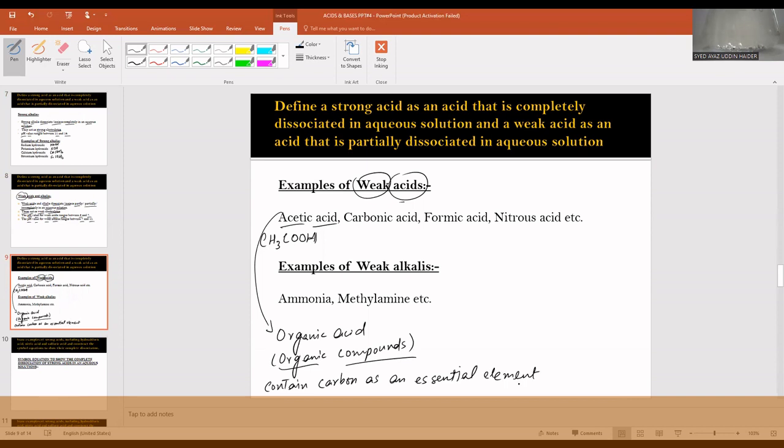Now, this acid is very familiar to you, carbonic acid. You have these acids in soft drinks. When carbon dioxide reacts with water, it produces this acid. So the formula will be H2CO3.